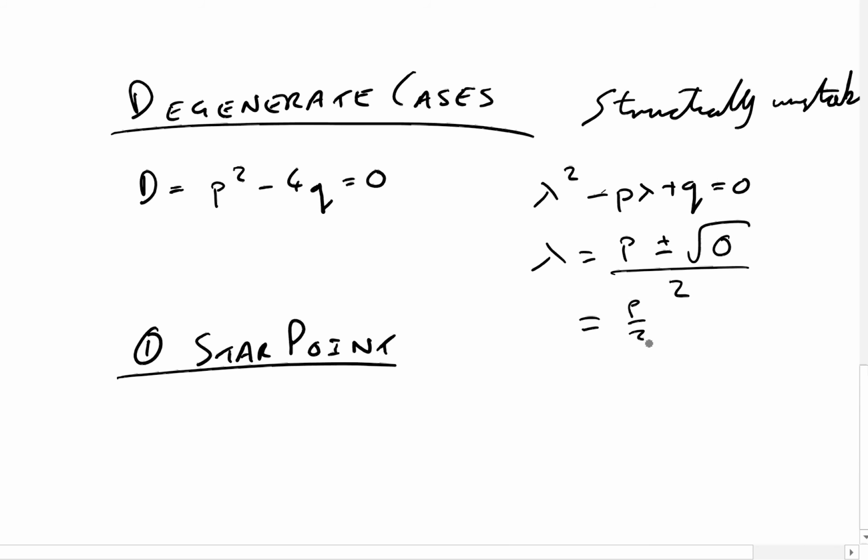That corresponds to what you know about discriminants. When it's greater than 0, you get 2 real roots. When it's less than 0, you get imaginary roots. But when it's equal to 0, you only get 1 root. So lambda 1 and lambda 2 are equal, and equal to p over 2. This is the case when the eigenvalues are equal.